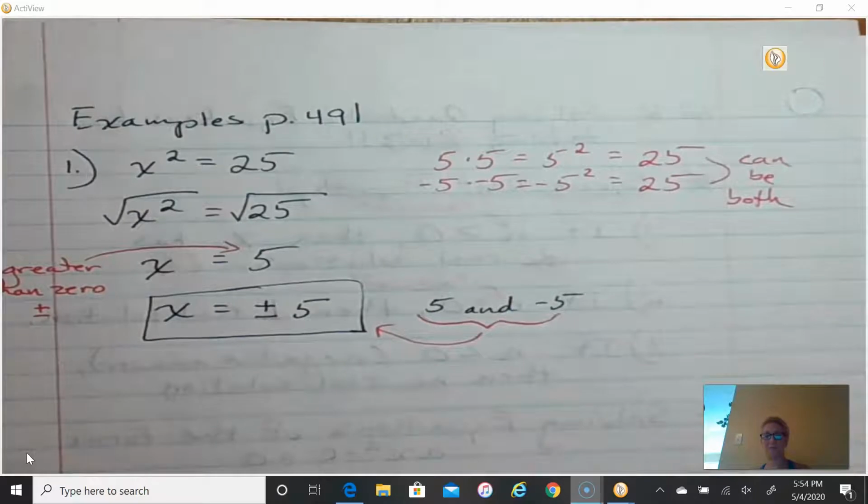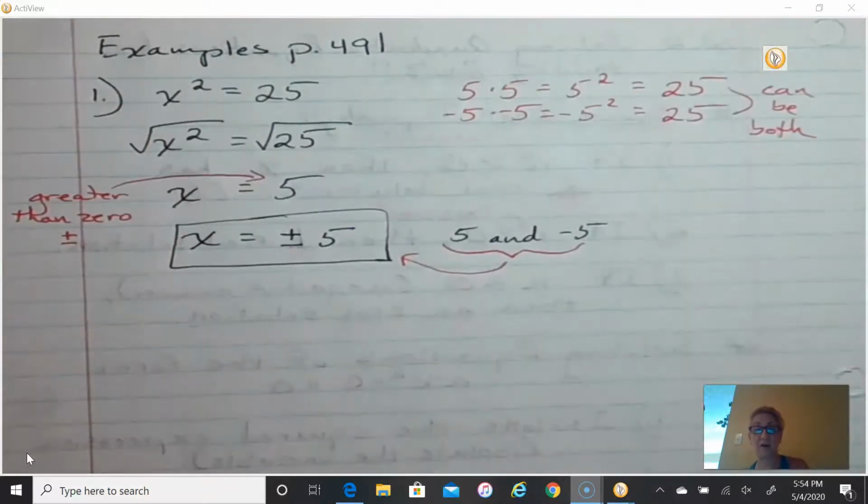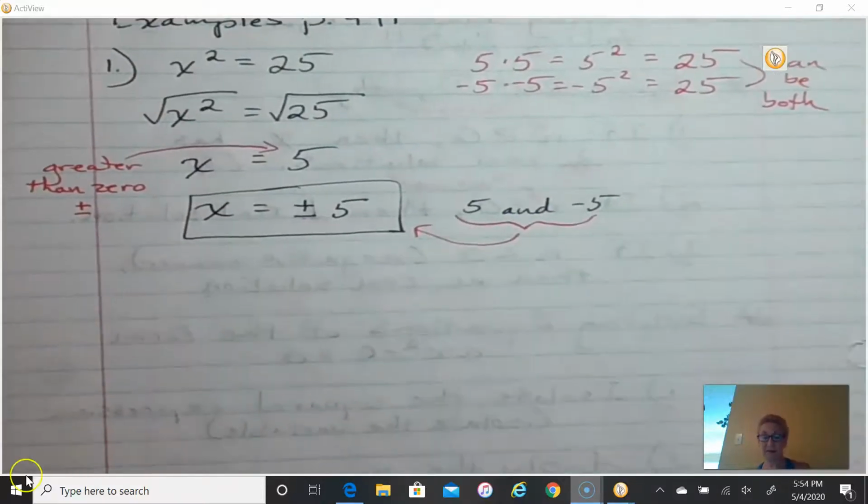See that? Once you get that, you're good for the rest of this section. No kidding, you really are. Okay, so let's move on.